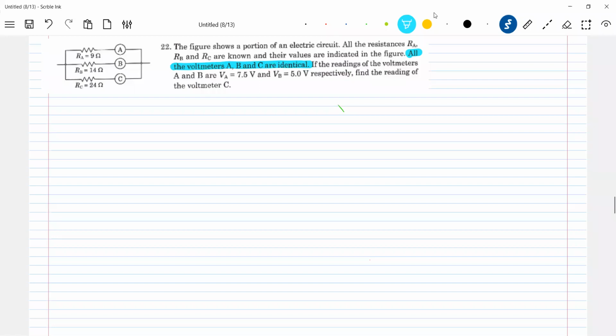One very big thing: are they ideal? If they're ideal, then what conditions will arise? I think straight away you should have asked this particular question. So let's assume that they are ideal. If they're ideal, this will happen, no?